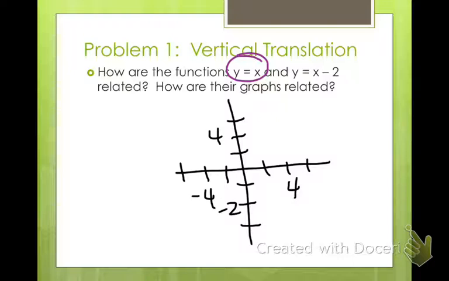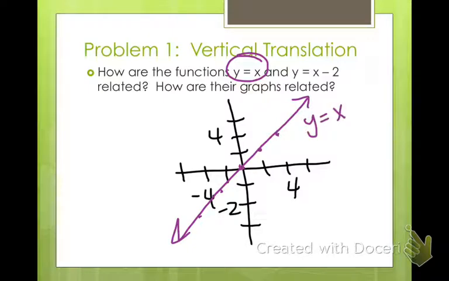Alright, so first I'm going to start with y equals x. As you can tell, that's a direct variation equation, so it's going to go through 0, 0. And our slope is 1. It's positive, so it's just going to be like this. This is y equals x.